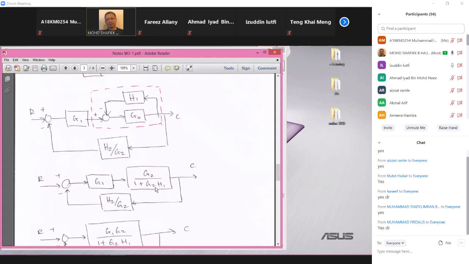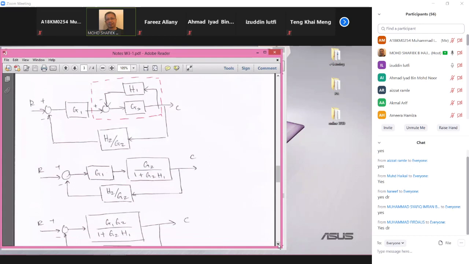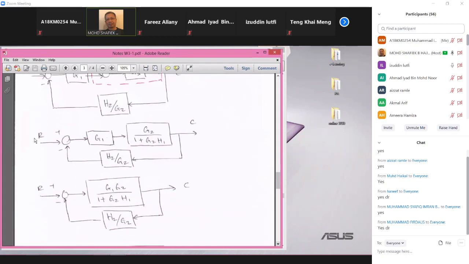Okay, so now we can replace the one that is in a dotted line with G2 divided by 1 plus G2H1. Okay, but here now you have two blocks in series. Two blocks in series, you can just multiply them. So when you multiply that, you have G1G2 divided by 1 plus G2H1. Just multiply these two blocks in series.